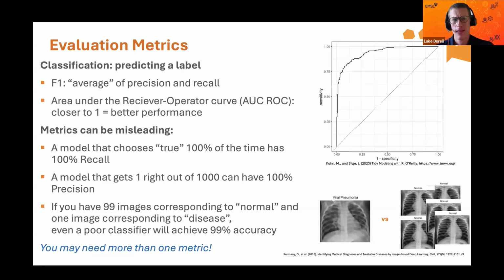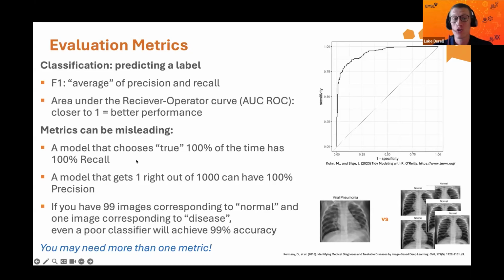Other metrics: F score, F1, this is essentially the average of precision and recall. So trying to find a balance between those two. And then area under the ROC curve. This is the proportion of true positives, or, yeah, it's the sensitivity versus 1 minus the specificity. And essentially, a model that has a curve that's closer, the area under the curve closer to 1, the model performs better.